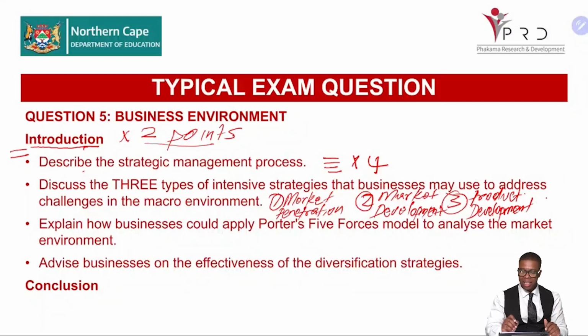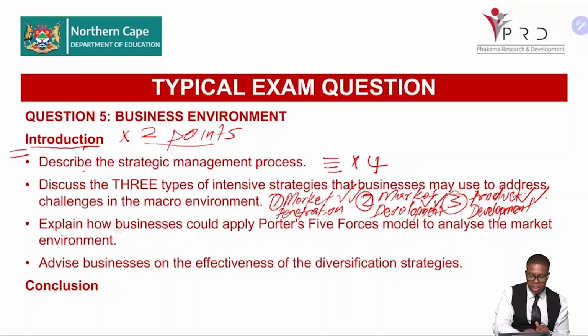So by just saying market penetration, 2 marks. By saying market development, another 2 marks. By saying product development, another 2 marks. And then you have to explain. The question says discuss, so you're going to name it first, after which you explain. I don't have space here.